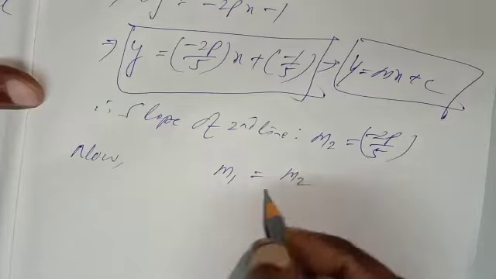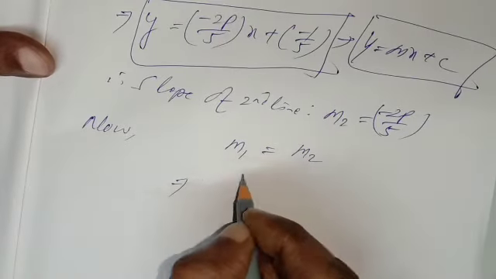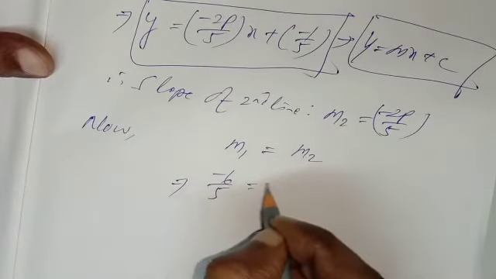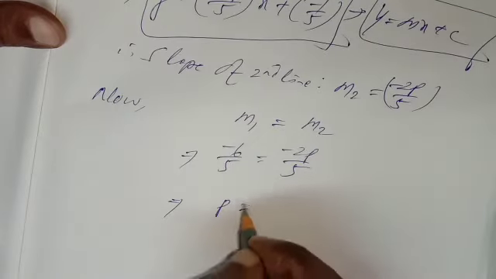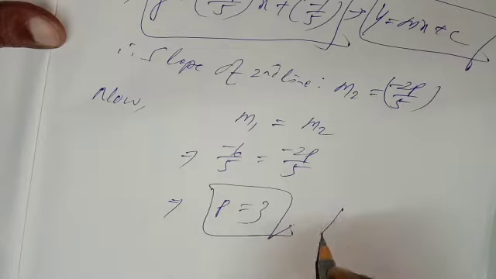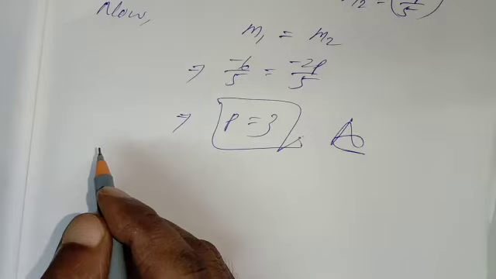Okay, now as the two lines are parallel to each other, that means slope of the first line is equal to slope of the second line. First line slope is what? Minus 6 by 5, and here minus 2p by 5. 5 cancels, p is equal to 3. This question is also completed. Let us go to the next number.